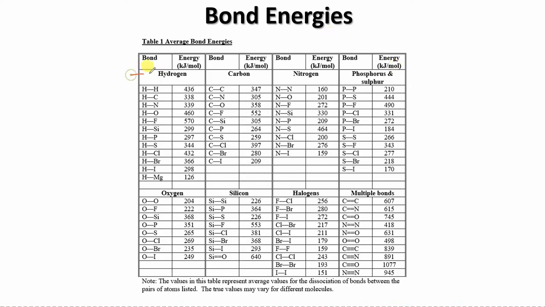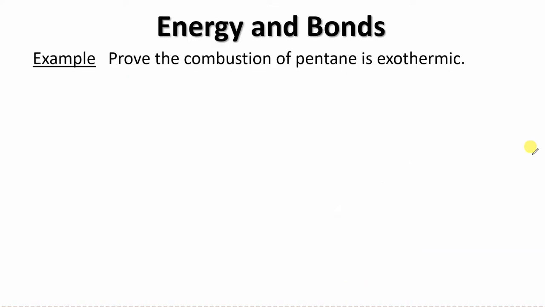We've got it broken down into elements, and then we've got kilojoules per mole here for each of these terms. Notice down here we have some multi-bonds. We'll be using lots of those ones as well. So let's apply these to a question. I want you to prove the combustion of pentane is exothermic. We know combustion is always exothermic, so what I want to do here is prove it mathematically.